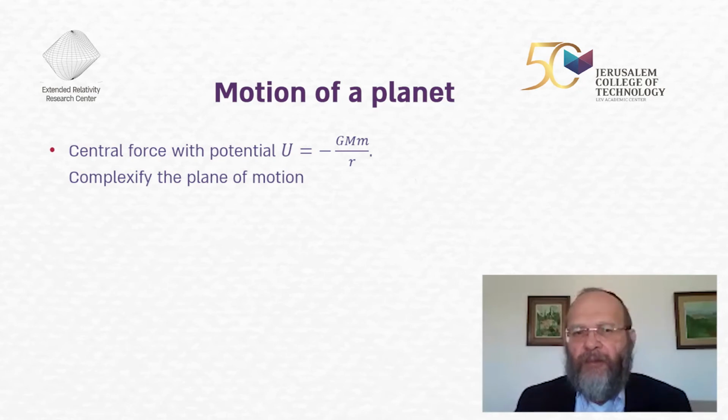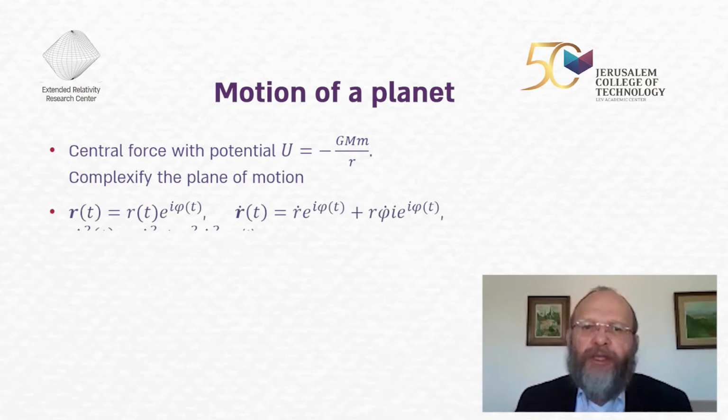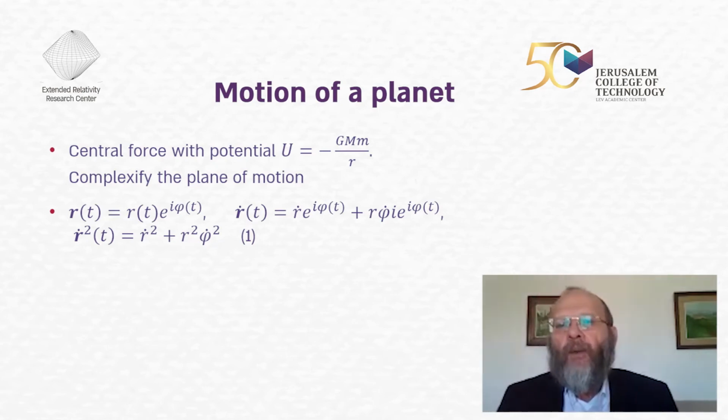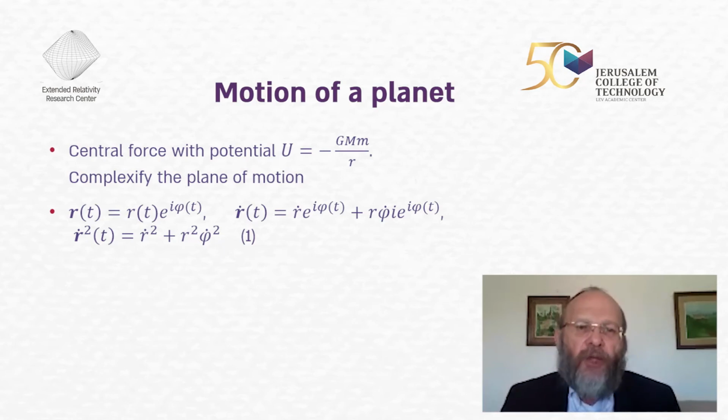To describe this motion, we will use the plane of motion, we will complexify the plane of motion. Why is there a plane? Because angular momentum conservation tells you that your motion is in a plane. So you can pick the complex plane, as we have done, x plus i y, call it capital R of t, and we use the polar decomposition, r of t, now it depends on t, times e to the power i phi of t.